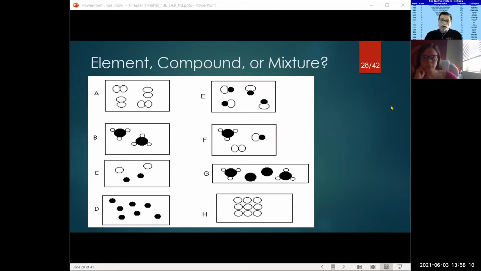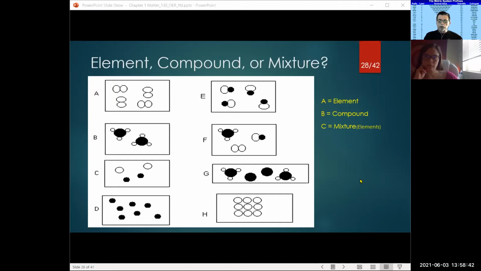You may have a table where you say, okay, is this a compound, element, or mixture? So if we look at A, again, diatomic spheres, the round spheres are clear, the same shape, same size. That's an indication of an element. B would be a compound, okay? C would be a mixture of two different elements. You get the white one and the dark one there, okay?